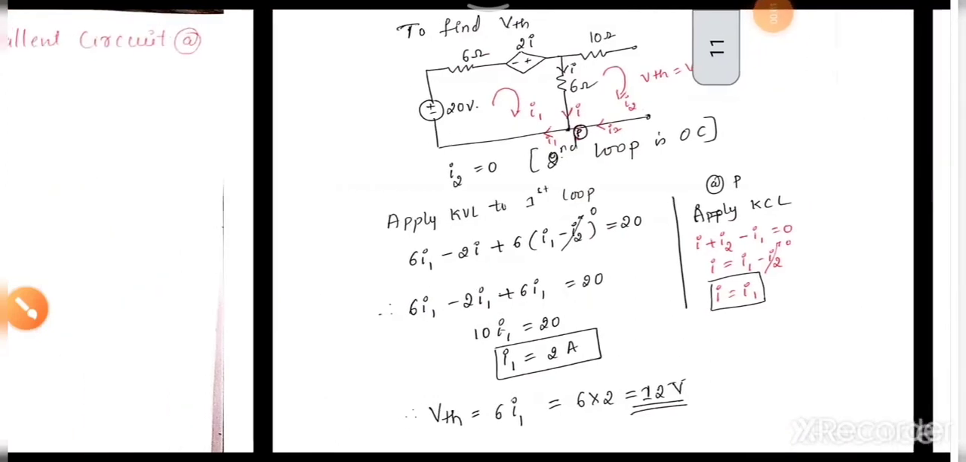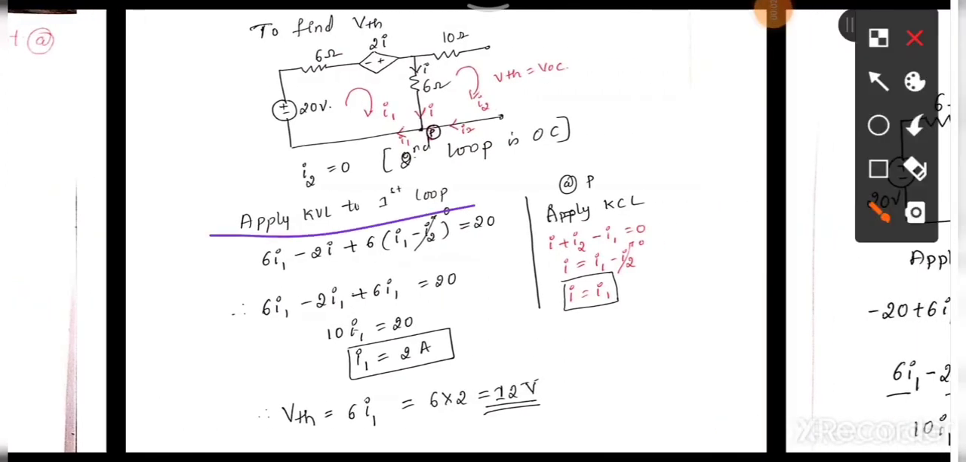Apply KVL for the first loop. When you are applying, you can start with 6I1 minus 2I plus 6(I1 minus I2), which is equal to 20. Now what is this I we have to find out? So 6I1 minus I2 equal to 20. So I is what? That we have to find out.